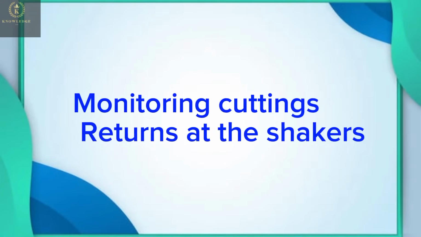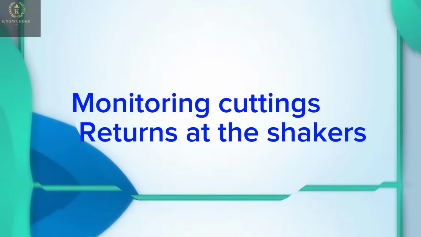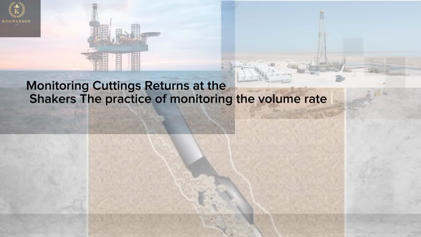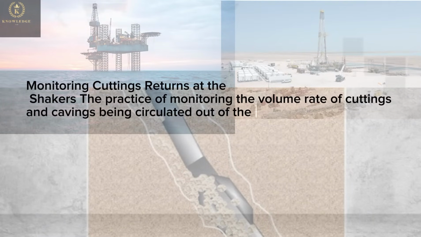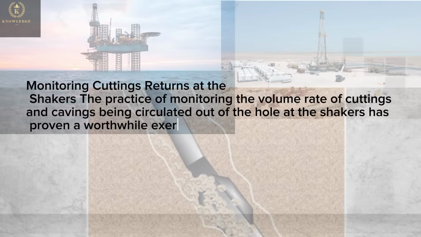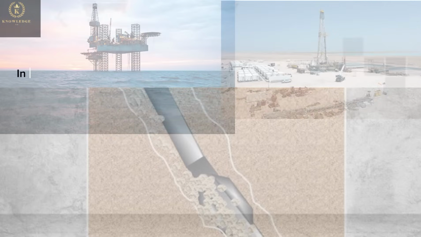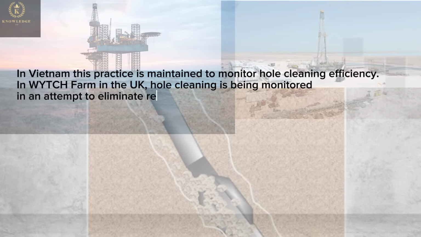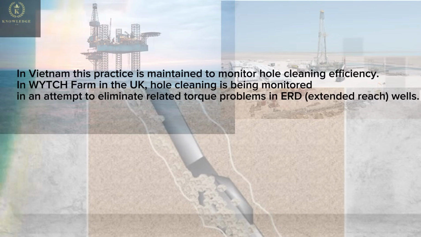Hole cleaning general issues. Monitoring cuttings returns at the shakers. The practice of monitoring the volume rate of cuttings and cavings being circulated out of the hole at the shakers has proven a worthwhile exercise in different areas of the world. In Vietnam, this practice is maintained to monitor hole cleaning efficiency. In the UK, hole cleaning is being monitored in an attempt to eliminate related torque problems in extended reach wells.